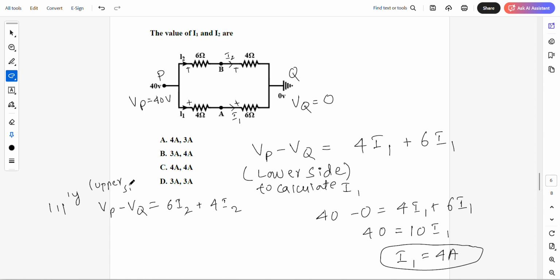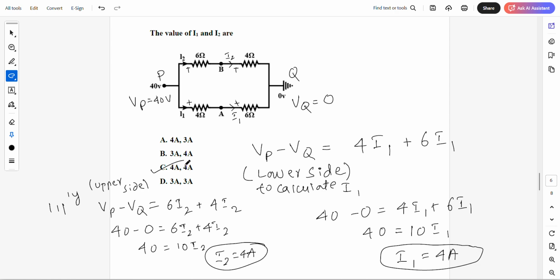Upper side, to calculate what? To calculate I2. Vp minus Vq is 6 I2 plus 4 I2. How much is Vp? We know Vp is 40, minus 0, that is equal to 6 I2 plus 4 I2. So 40 is equal to 10 I2. Again I am getting I2 as 4 amperes only. Therefore the value of I1 is 4 amperes, I2 is 4 amperes. C is the right answer. Hope you understood.